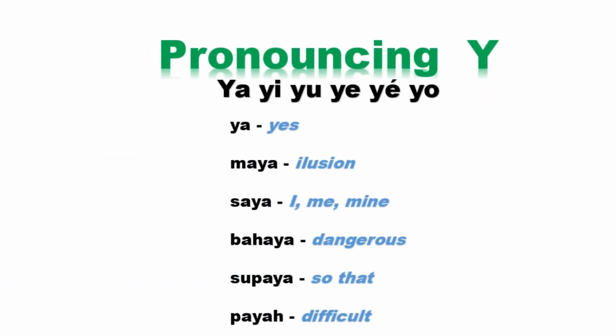Pronouncing Y. For Y, ya, yi, yu, ye, yo. There are hardly words using yi, yu, ye, yo as a single syllable except when added with suffixes. However, here I will list out words using ye as its syllable and please pay attention on the pronunciation. Ye, maya, saya, bahaya, supaya, payah.